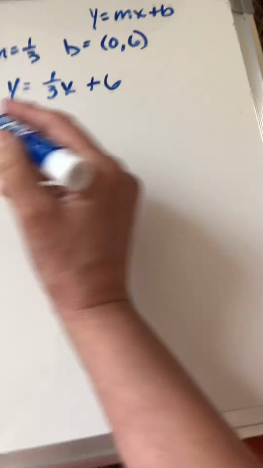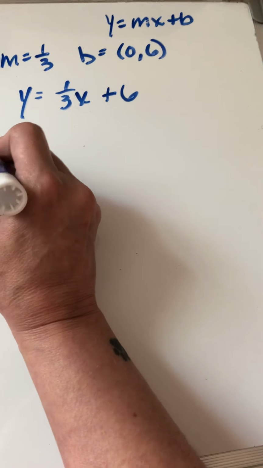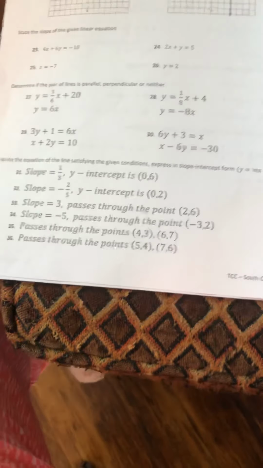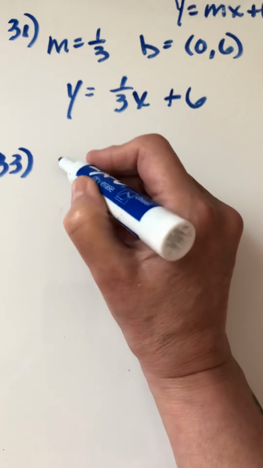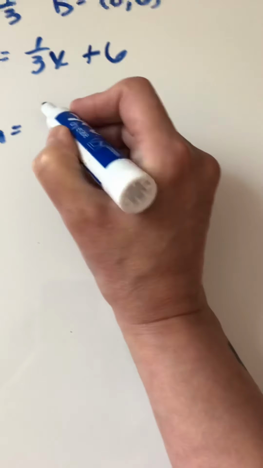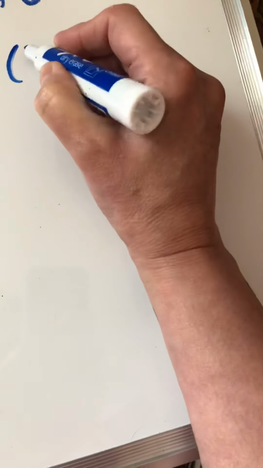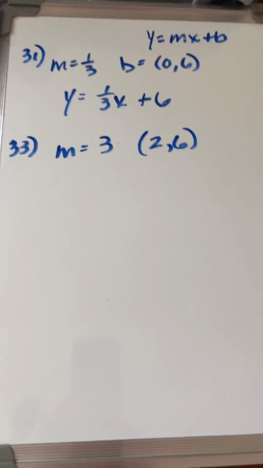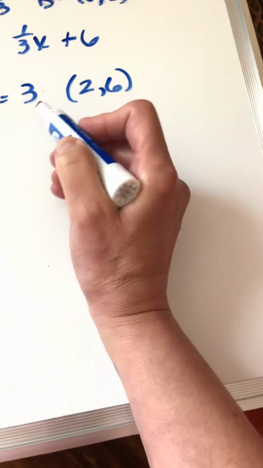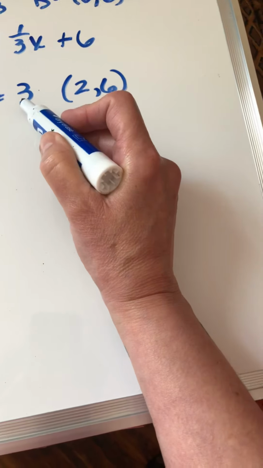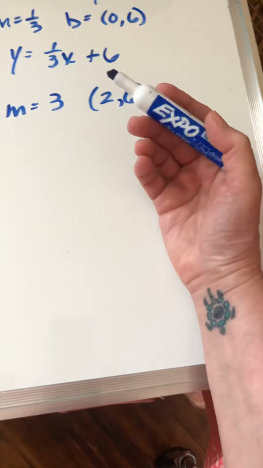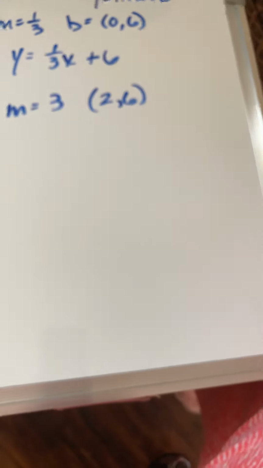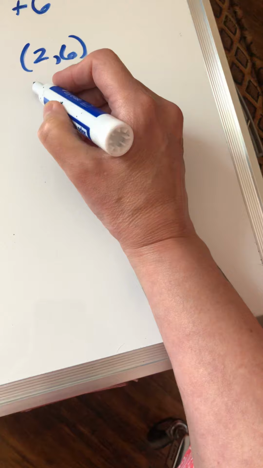So there is 31. Here comes 33. Now on 33, they switch it up a little bit. They give you the slope and a point. Now you have a couple of options. Since we have the point and the slope, you can use what's called the point slope formula. And you'll find that, I believe, in section 4.5. And that just looks like this.